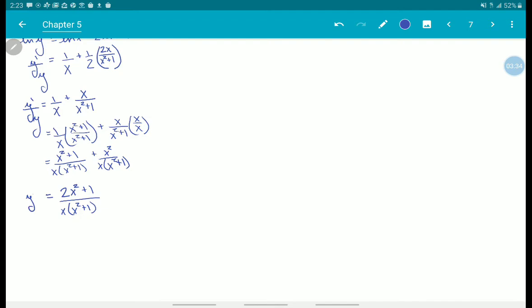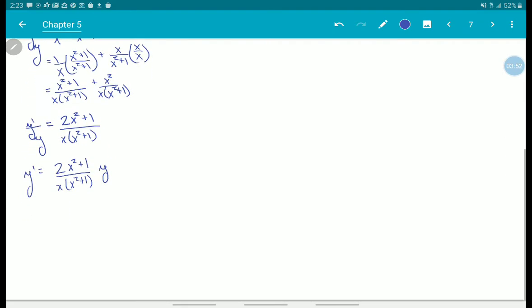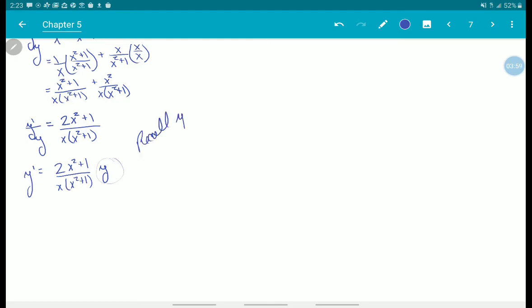Now keep in mind, that's equal to y prime over y. So to solve this for y prime, we need to multiply both sides by y. When we do that, we have 2x squared plus 1 over x times x squared plus 1, multiplied by y. Okay, but remember we have a substitution for y. We said in the beginning that y was equal to x square root x squared plus 1. So let's make that substitution.